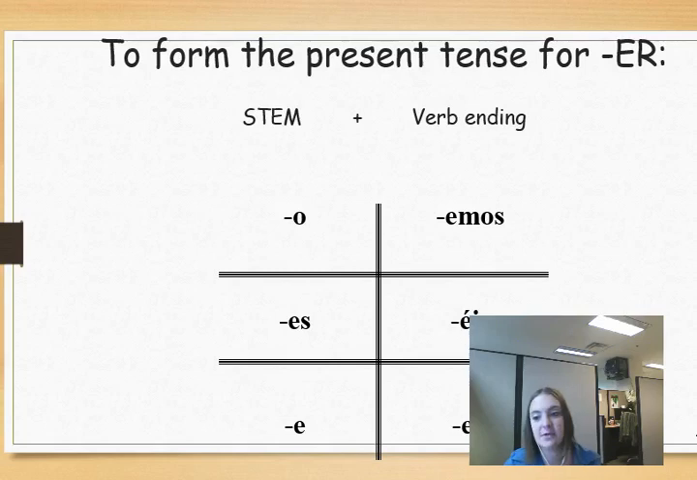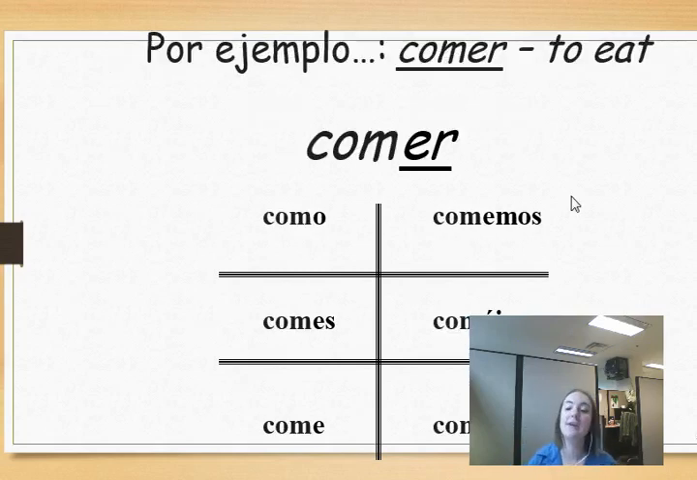So let's see what that actually looks like when you use it on a verb. Here's the verb to eat. Of course, everybody loves this verb, comer. So what happens is you take away the ER, and then you have COM, and then we'll add our endings. So if it's I eat, it will be yo como. You eat, tú comes. He or she or you formal eat, él, ella, or usted come. The second side, or the plural side, we've got nosotros comemos. Vosotros coméis. And then ellos, ellas, ustedes comen.